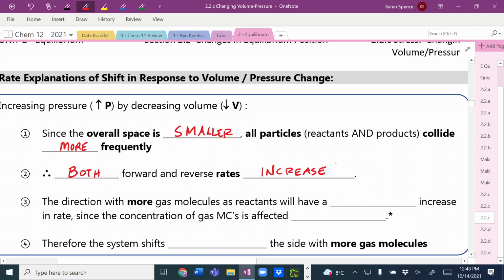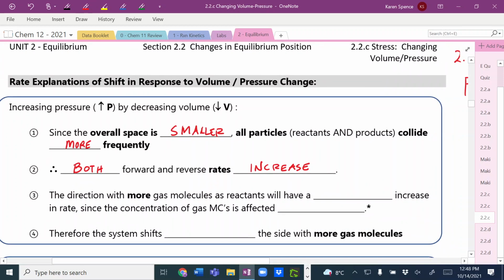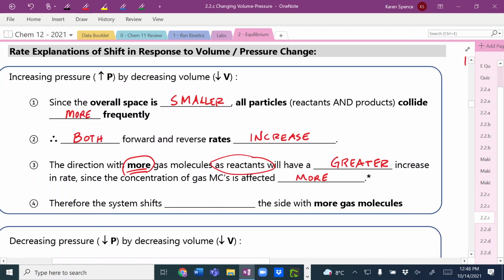So now this is the part where the explanation gets a little tricky, okay? The direction that has more gas molecules as reactants, will it have a greater or lesser increase? Greater increase. So whichever side has the more gas molecules as reactants is going to have a greater increase since the concentration of the gas molecules is affected more. And therefore, the system shifts.